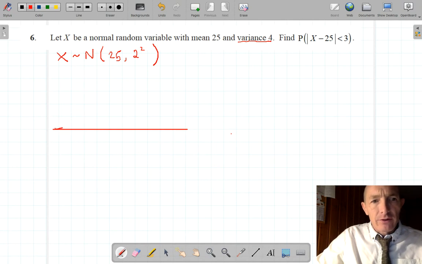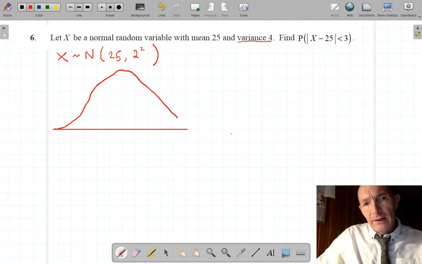So excuse my very crude normal distribution here. There's something like that. Well, that's a normal distribution. And in the middle here is the 25. Now I'm going to put the information from the question onto the diagram.